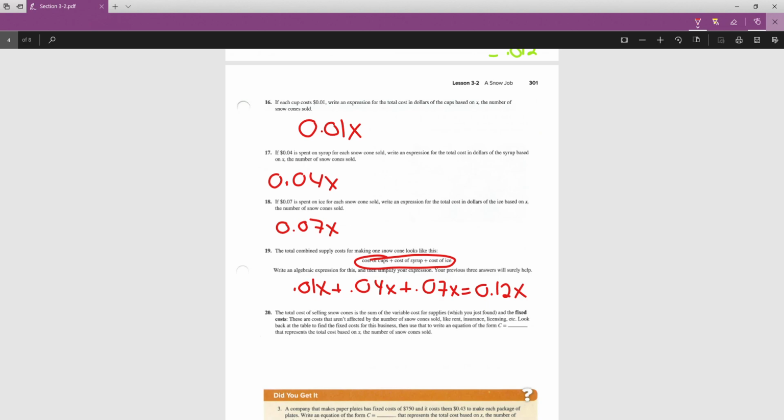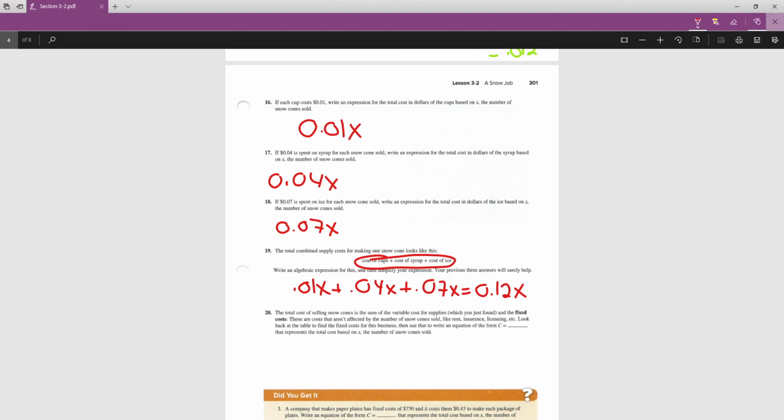The last problem for classwork says the total cost of selling snow cones is the sum of the variable cost for supplies, which you just found, and the fixed cost. These are the costs that aren't affected by the number of snow cones sold, like rent, insurance, licensing, etc. Look back at the table to find the fixed cost for this business. Then use that equation to write an equation in the form C equals an expression.